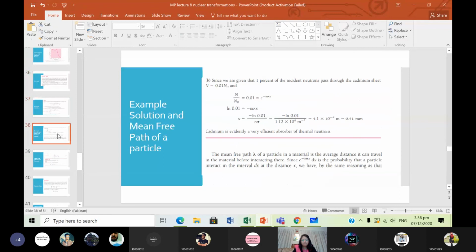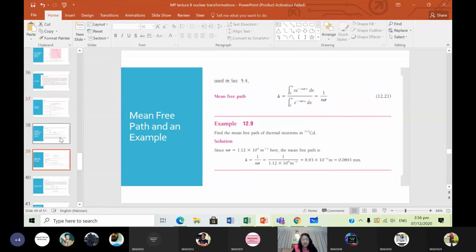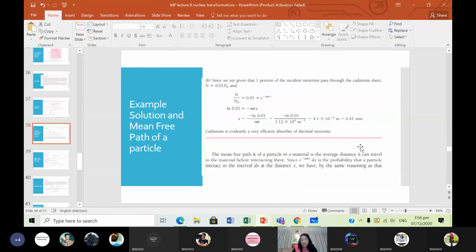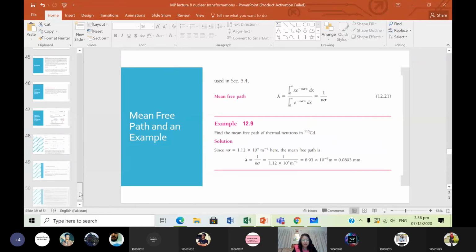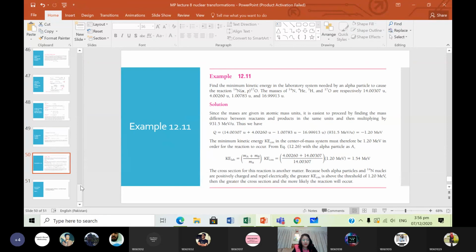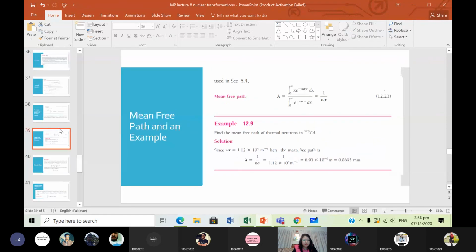Okay? And I think the time is over for now, but we will continue from here for the next lecture. The mean free path of a particle we will discuss, and then we have to do up till here. And then we will start the next chapter when we finish this.